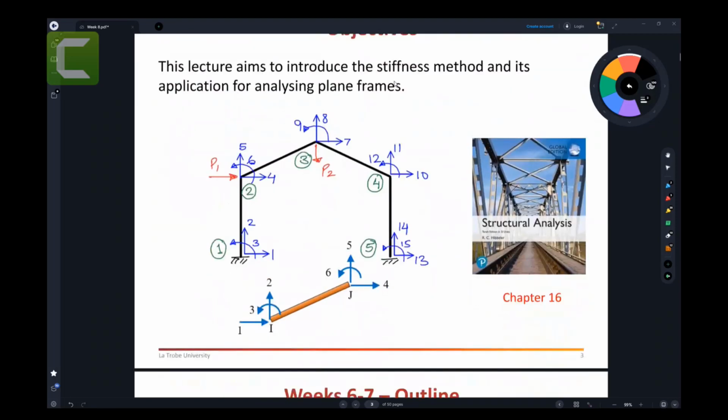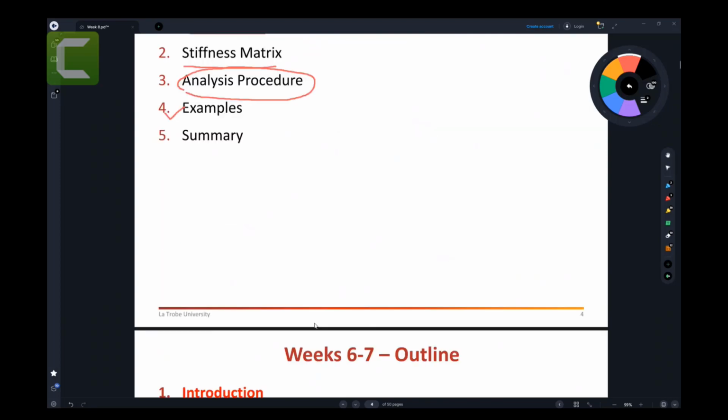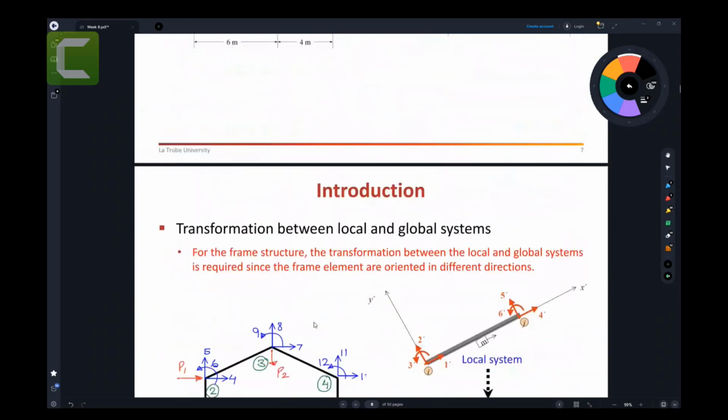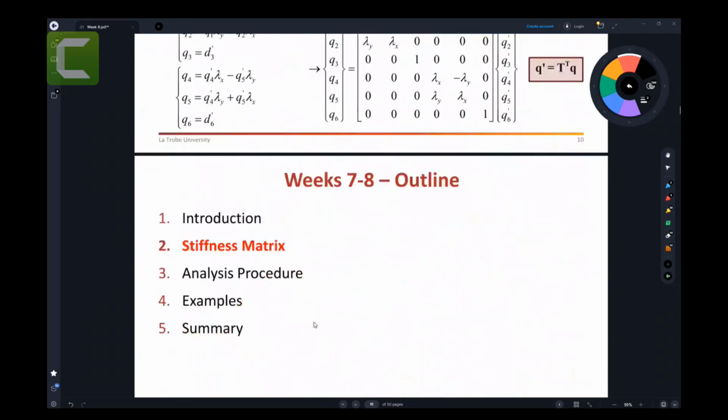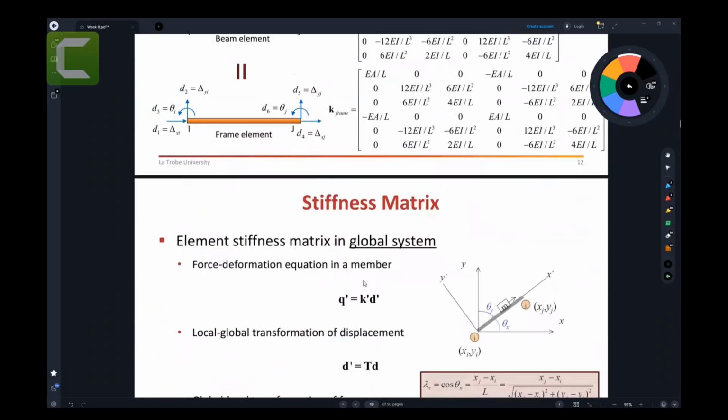Now, these lectures will continue to introduce the stiffness method and its application for analyzing the plane truss that's shown here. Last week we completed the topic, introduction to the stiffness method, and we are doing these examples from last week that I'm going to cover today. We did all these exercises. You can check the lecture recording if you missed last week's one.